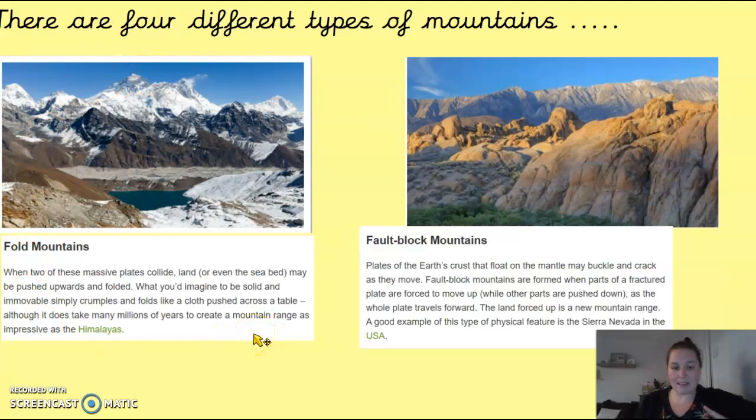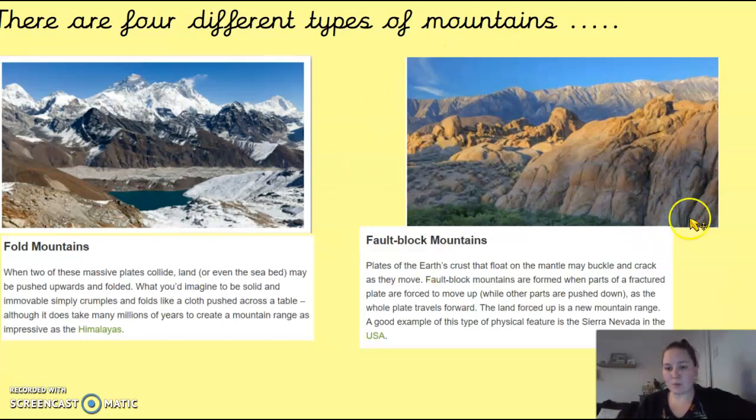So the first type, fold mountains. When 2 plates collide and the land is pushed upwards and folded like I've just demonstrated, okay? So the land actually crumples like a cloth. So it comes together and it just crumples up into different folds. Okay, as I said, it would take a long time. It takes millions of years. And one example of this is the Himalayas, which you've probably heard of. Okay, so that's one way, fold mountains. Plates collide and the land kind of crumples and folds together.